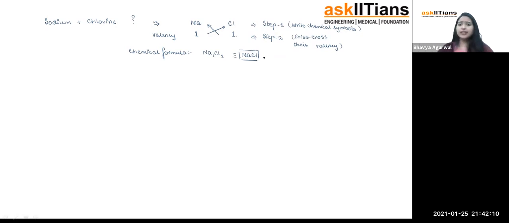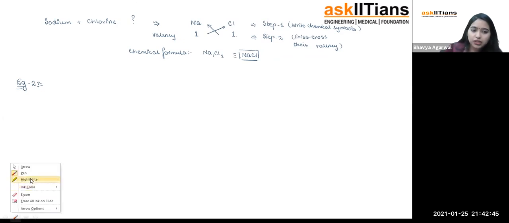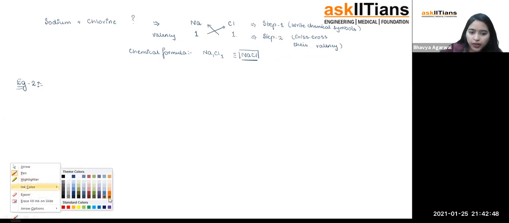So in your NCERTs and in your modules, there is an entire page which is devoted to these elements and their valencies. So we will be just using them for our questions and for our examples. So let's see one more example. Okay. Now, by the way, just for your information, the name of this substance is sodium chloride.